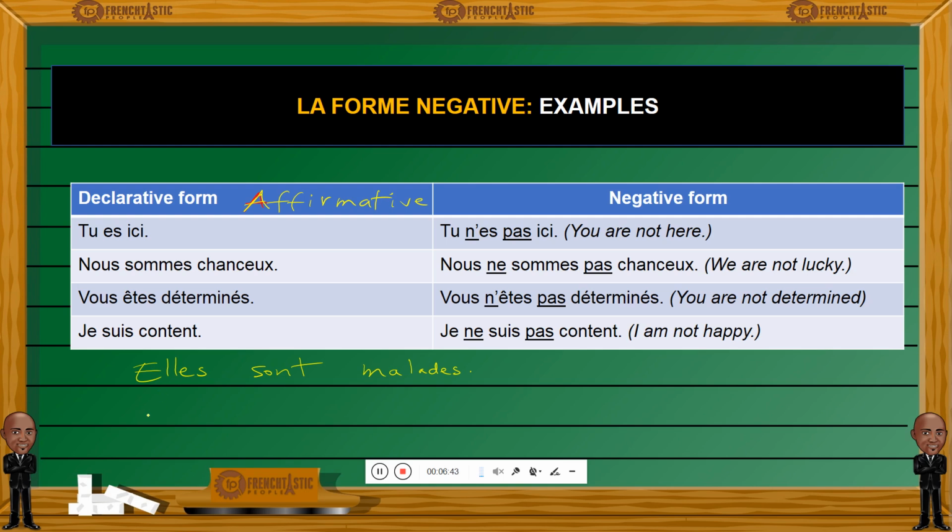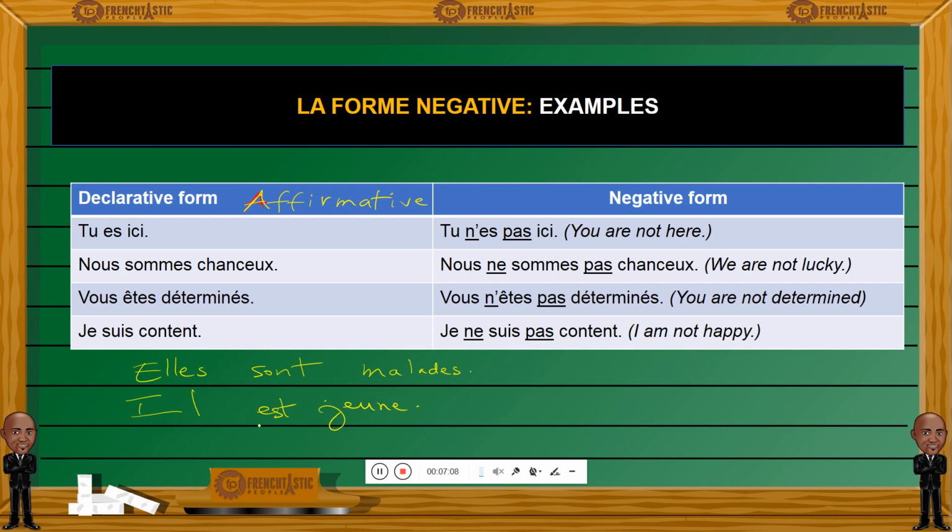Another example, let's say I write il, he. Why is my L twisted? Il est jeune. He's young. How would you say he is not young?